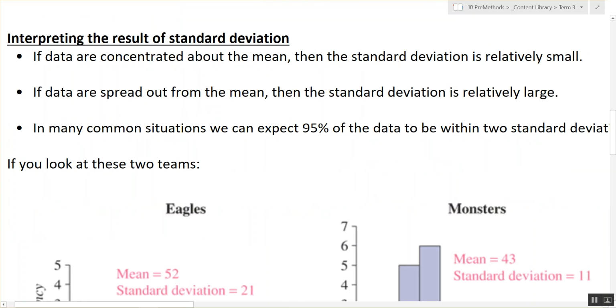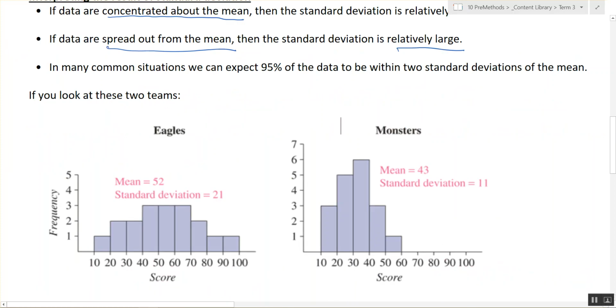Some words that you need to focus on using are whether it's concentrated about the mean. So you would say the standard deviation is small, it's 5.3. Therefore, the data is concentrated about the mean. The other standard deviation is large. That means it's spread out from the mean. And that would give you marks. Does that make sense?